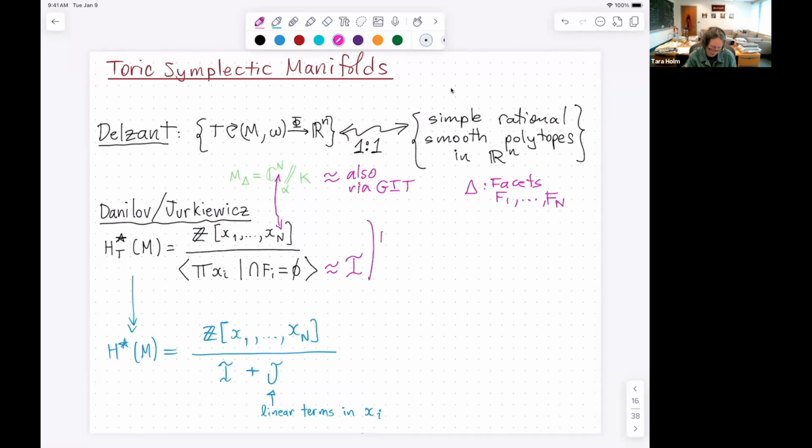This is the face ideal. This description is sometimes called the face ring description for the polytope. And Danilov and Jurkiewicz proved that this describes the equivariant cohomology. These x_i are in degree 2, and they are all Chern classes of certain natural line bundles that arise by thinking of this as a quotient of a vector space.